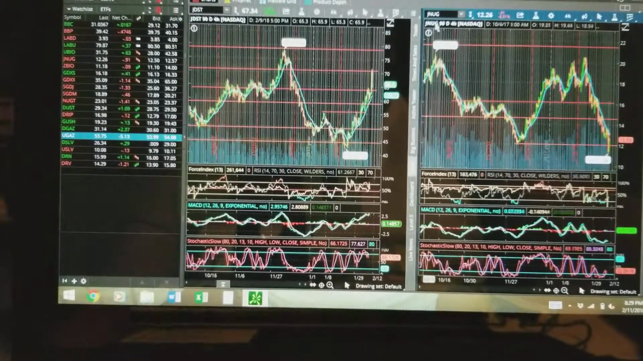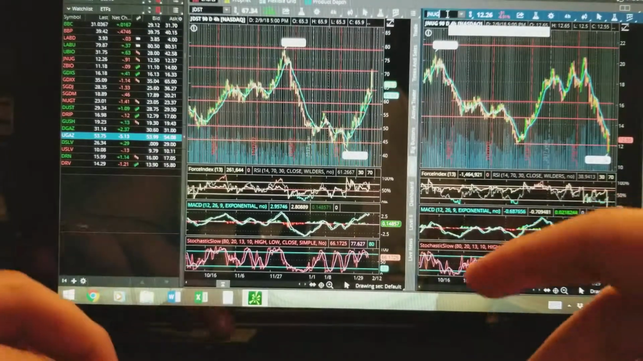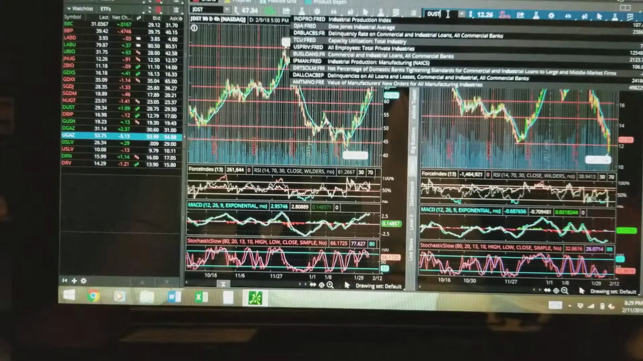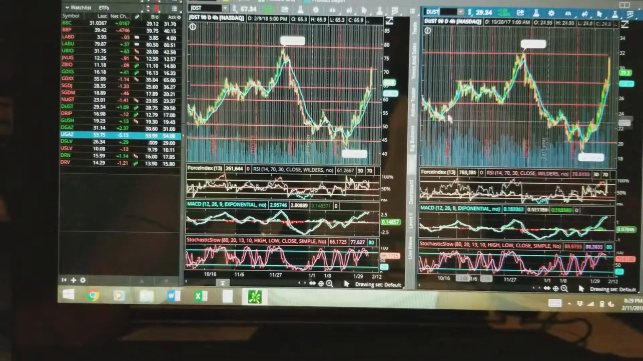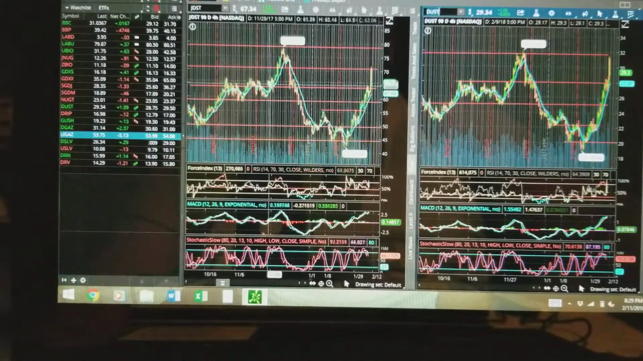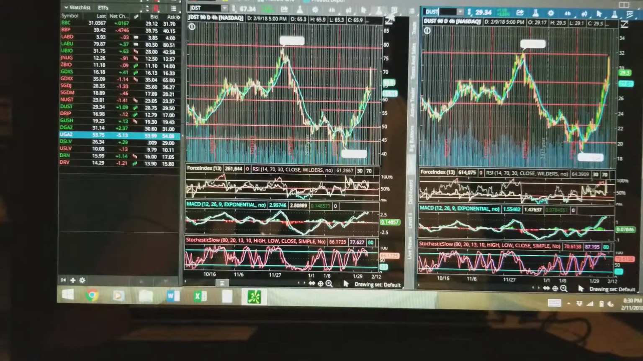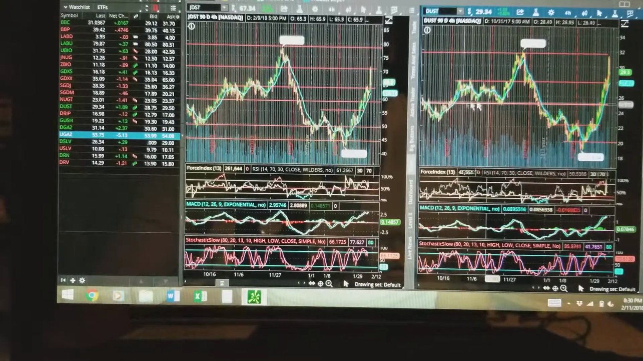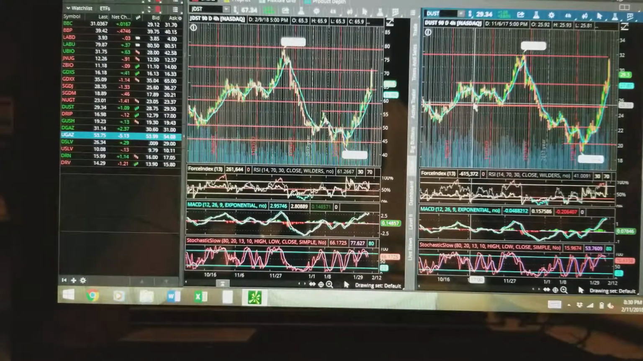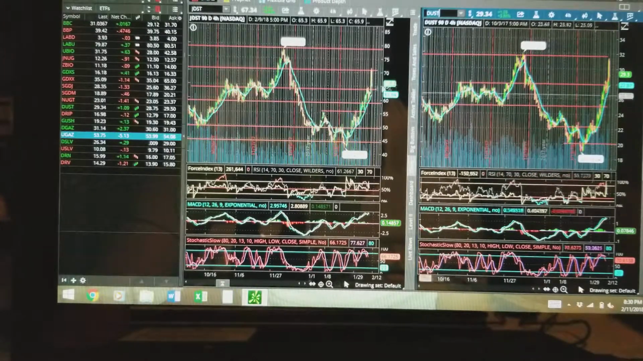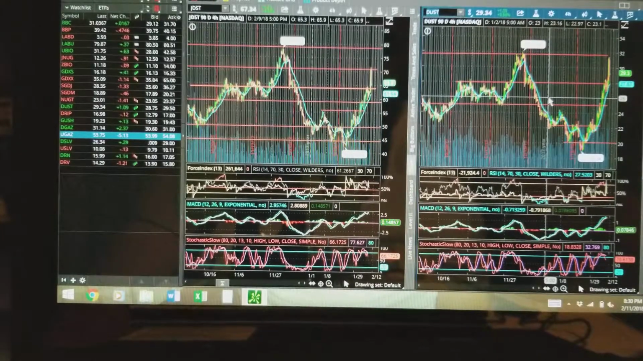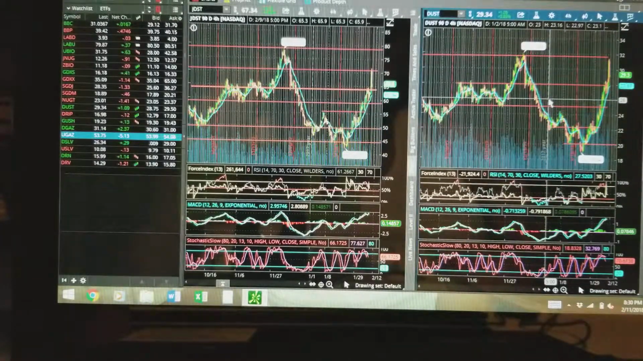So JDST and Dust. See, they're very similar to each other. They're two different stocks, the JDST and Dust. They very much mirror each other. One goes up, the other one goes up, and they go up around the same percentage. So if JDST goes up 10%, Dust goes up 10%.